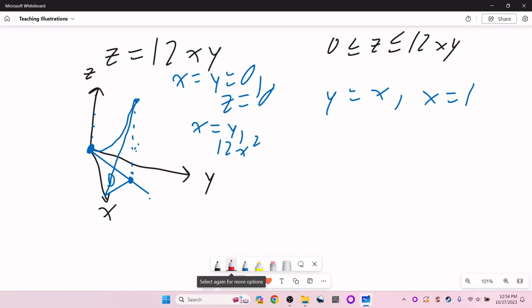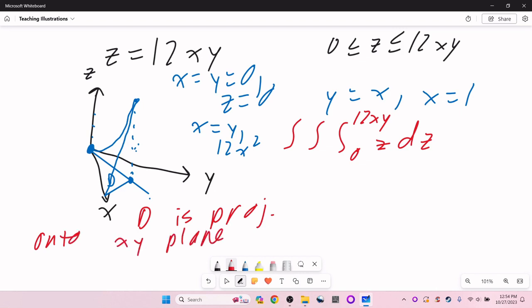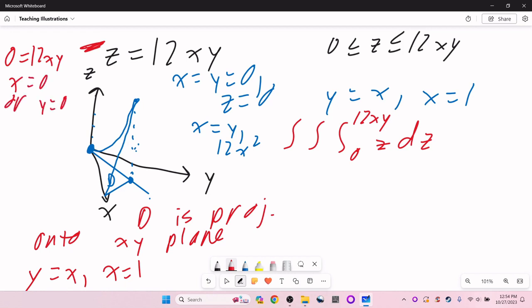Now, I said a minute ago it can be helpful to just skip the first integral. So let's just say we want to do z first. All right, so we know that z is going to go from 0 to 12xy. So what I want to do now is say, what is D? Well, D is the projection onto the XY plane. So if we project these, we get just the lines Y equals X, X equals 1, and for this one, we can project that. It's just 0 equals 12xy. That's really just a point, you know. The only way this works is if X is 0 or if Y is 0. X equals 0 or Y equals 0. So those are our four bounds once we've projected it.